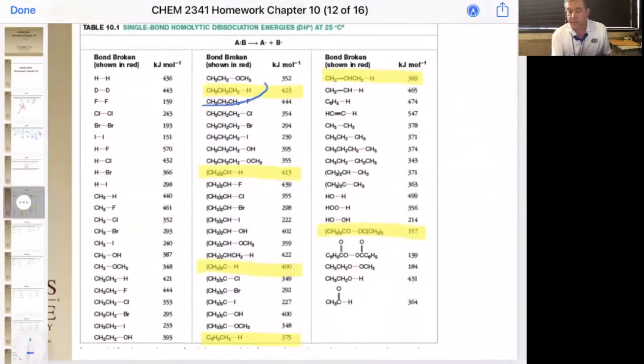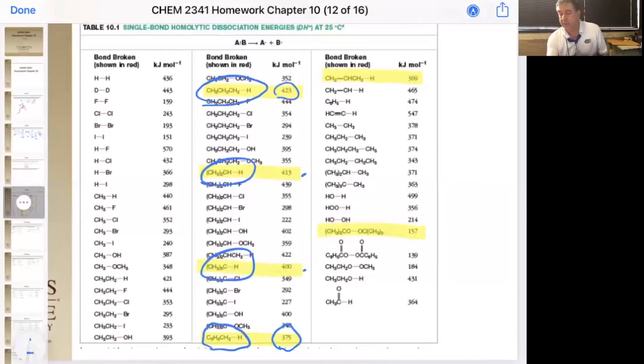So this is a primary hydrogen for that radical abstraction: 423. This is a secondary, this is a tertiary. So we go from 423 to 413 to 400. So it's dropping 10 and then 13. And then the benzylic here is actually really low at 375. And we know that benzylic site is really good because those are really active.